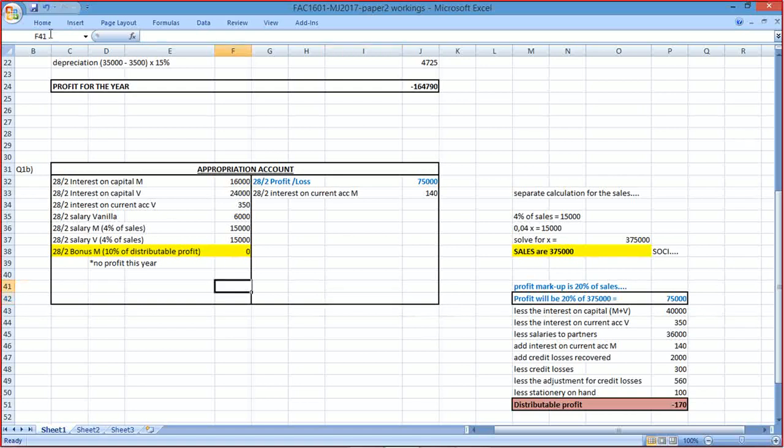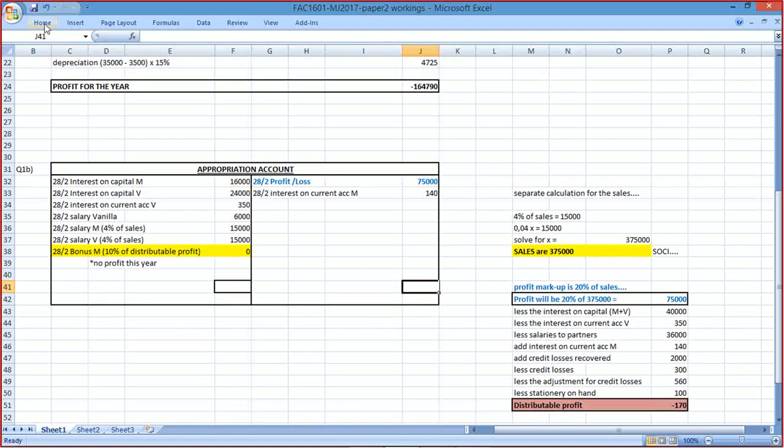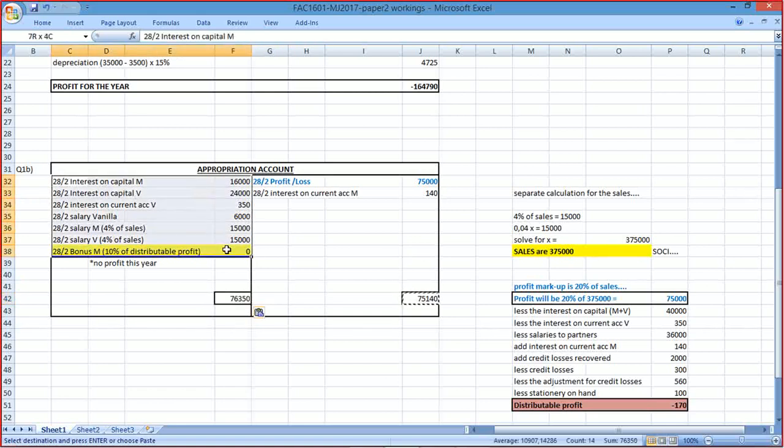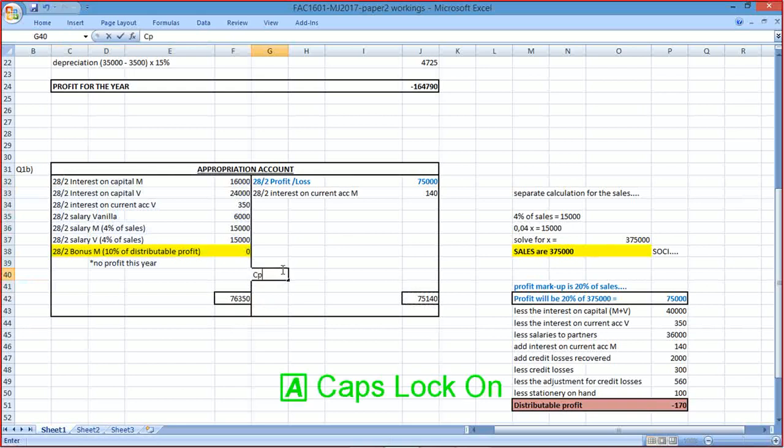Alright, so now we've got that. We just need to now sum up. The appropriation is going to be sharing the profits. So which is the bigger side? Let's check. Sum up this side, and sum up the other side. Which side's bigger? The debit side is slightly bigger than the credit side. So is there a profit or a loss here? There is a loss. Correct.